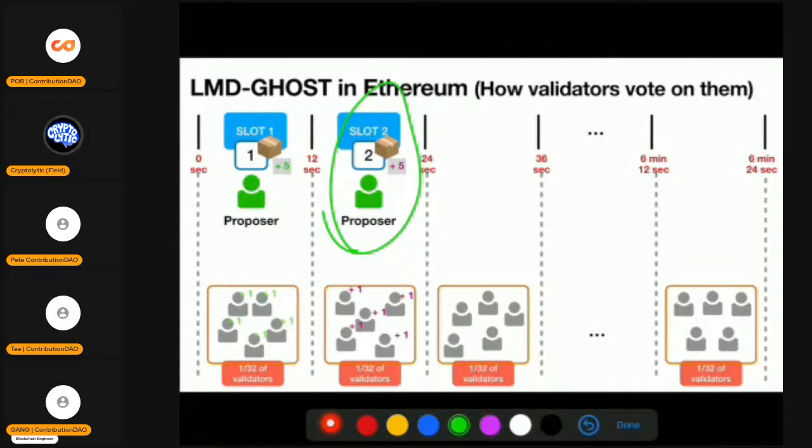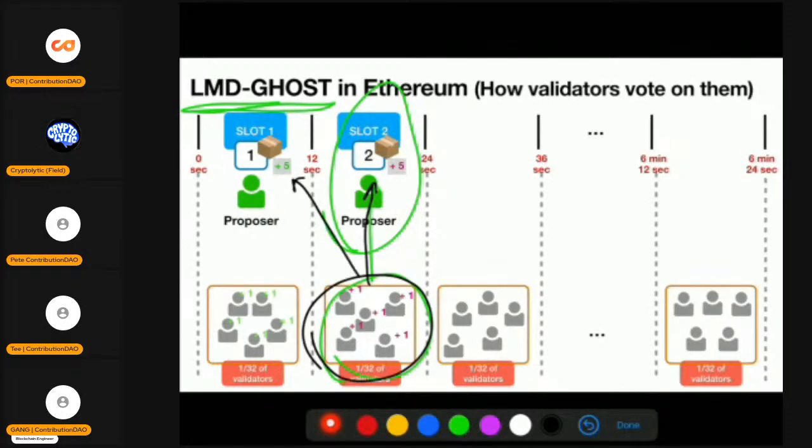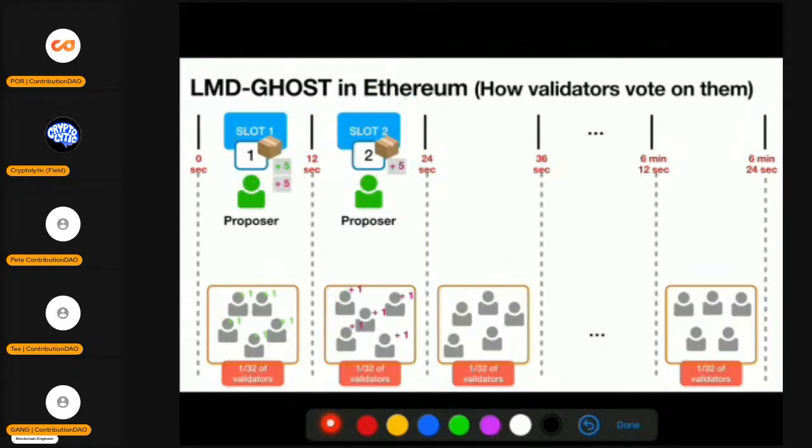And if you remember the LMD GHOST, when a validator votes for this block, they are implicitly voting for the previous block as well, because block 2 is built on top of block 1. So this means that block 1 also gets a vote from this validator.